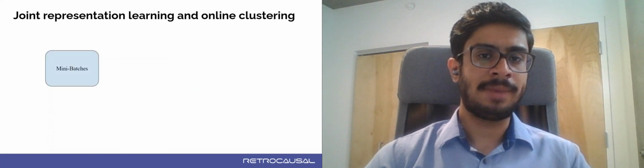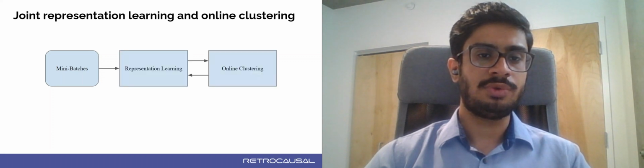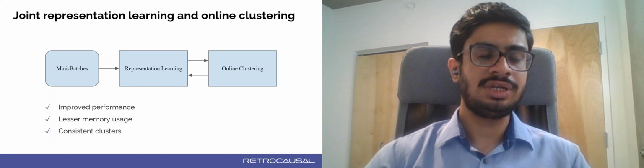We, however, combine representation learning and clustering into a single joint framework. We process a small batch of frames at a time and simultaneously perform representation learning and online clustering. This not only leads to improved performance but utilizes much less memory. Further, it yields consistent clusters due to feedback between the representation learning and online clustering modules.